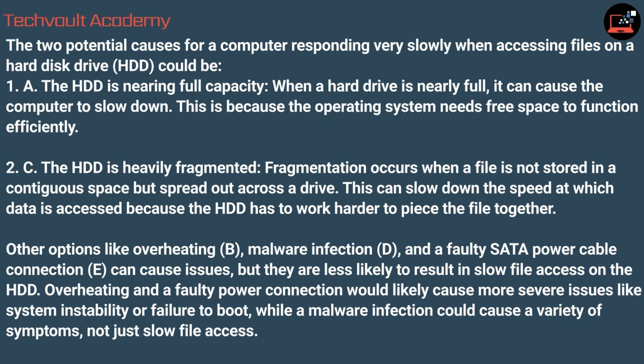Fragmentation occurs when a file is not stored in a contiguous space but spread out across a drive. This can slow down the speed at which data is accessed because the HDD has to work harder to piece the file together. Other options like overheating, B, malware infection, D, and a faulty SATA power cable connection, E, can cause issues, but they are less likely to result in slow file access on the HDD. Overheating and a faulty power connection would likely cause more severe issues like system instability or failure to boot, while a malware infection could cause a variety of symptoms, not just slow file access.